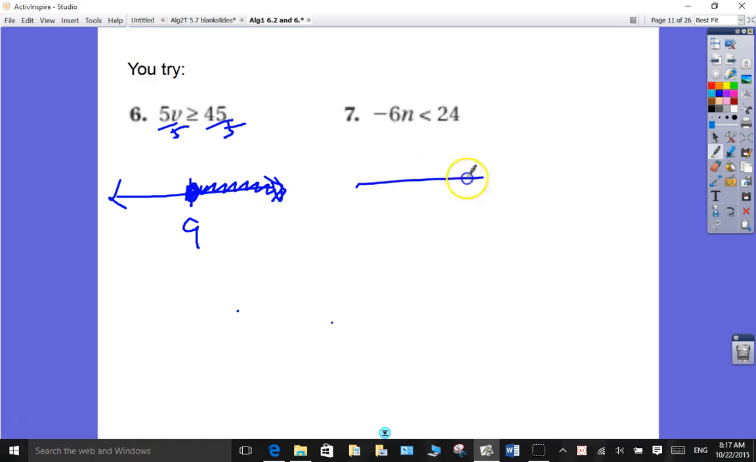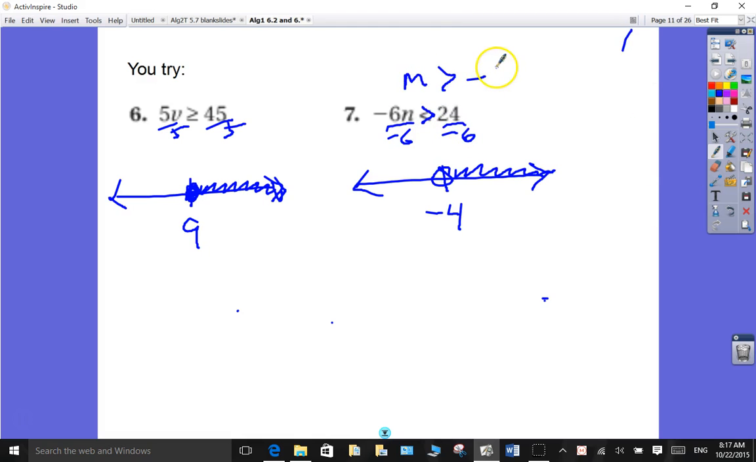Okay, what about on the left, on number 7? What was the number in the middle? -4. Was it open or closed circle? And was it shaded to the right or the left? Right. At the moment when you divide by -6, that becomes a greater. So it's n is greater than -4.